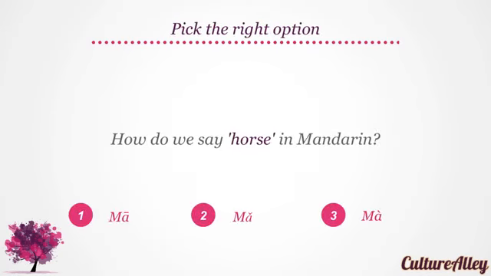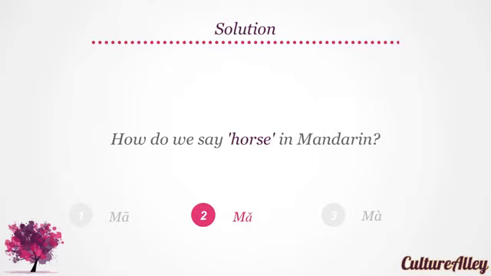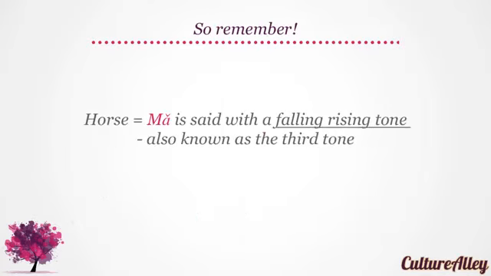How do we say horse in Mandarin? Is it ma or ma or ma? The correct answer is the second one, ma. Did you get that? Ma. Good. So remember, horse translates to ma and is said with a falling rising tone, also known as the third tone.